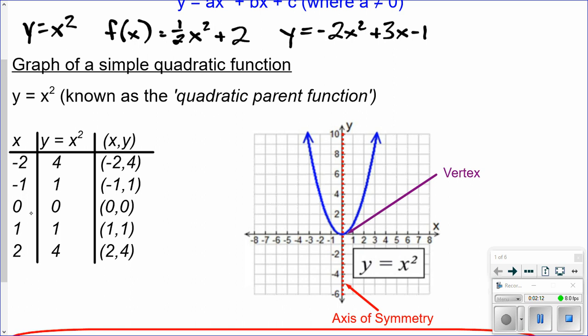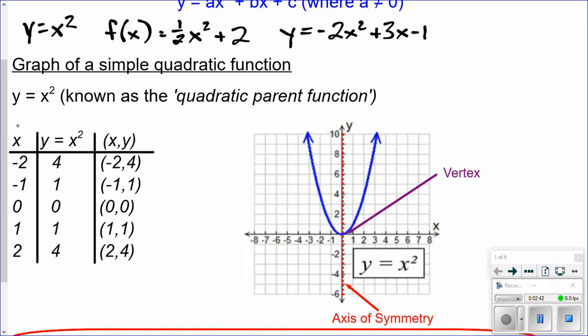So x values, to graph this, we're going to make a table. My x values, I can pick anything I want. So I pick negative 2, negative 1, 0, 1, 2. I plug those into the quadratic function, and I'm just going to square the x value. Remember, a negative squared, negative times a negative is a positive. So that's why this is positive 4. Square that, you get 1, and so on. And that gives me ordered pairs. So the x values and the y values give me an ordered pair that I can graph.